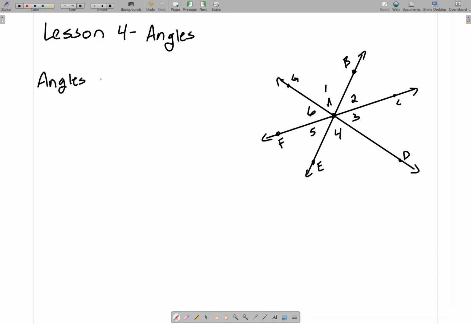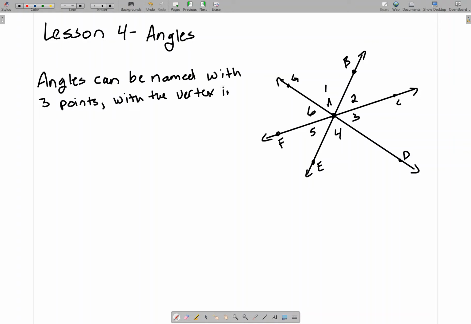So angles can be named with 3 points. And when you name them with 3 points, you want to make sure that the vertex of the angle is in the middle. So it's not just the 3 points in any order like it is with a line. You need to have the vertex in the middle so that you know which angle you're talking about.